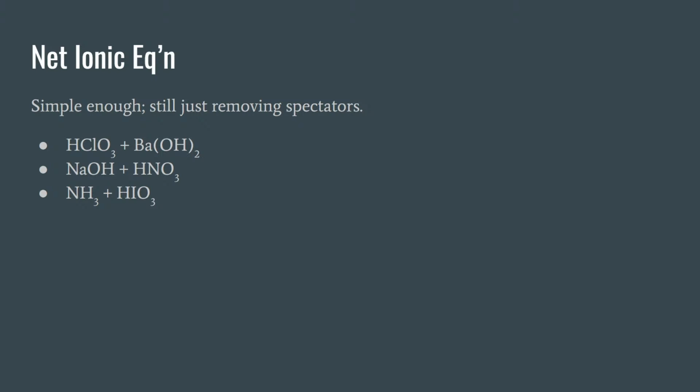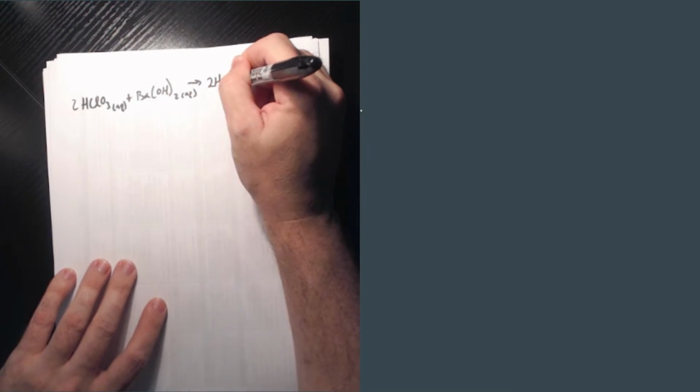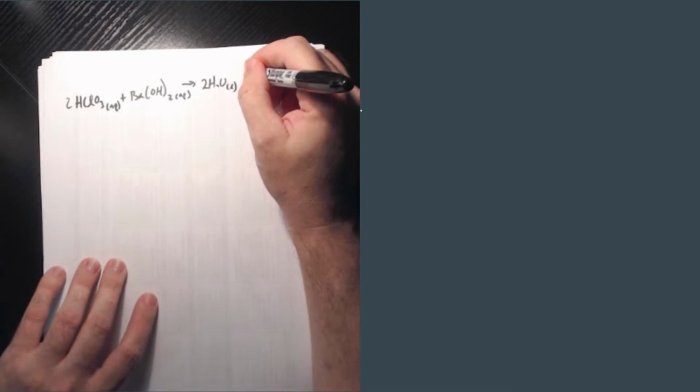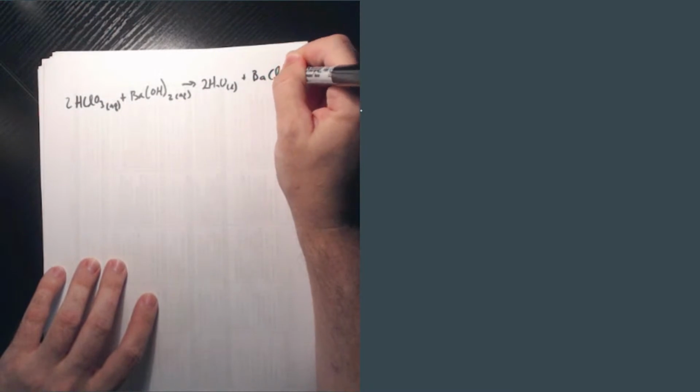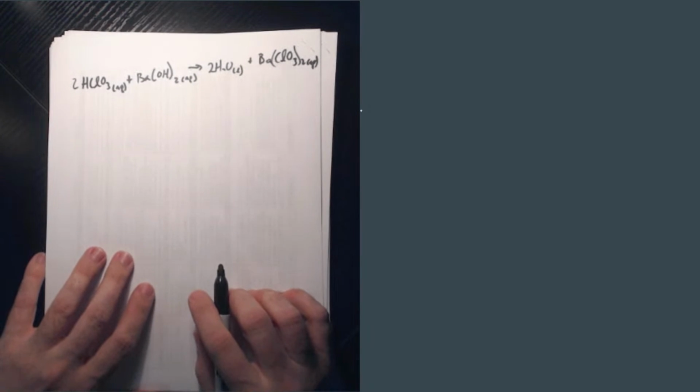Okay, welcome back. So let's go ahead and work through these. Chloric acid and barium hydroxide. HClO3 plus Ba(OH)2. All right, just swap partners. We're going to need 2 of these. So we're going to make 2 water, liquid, and we're going to make barium chlorate, which is also going to be aqueous, because chlorate is usually soluble.